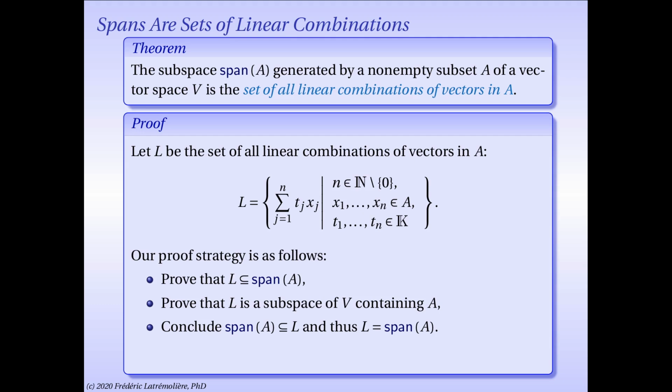What I'm going to do is first prove that L is a subset of the span of A, so one inclusion. But then I'm going to prove that L is a subspace of V containing A. And from this I will deduce that the span of A is actually a subset of L, and having double inclusion, I will be able to conclude my theorem is true.